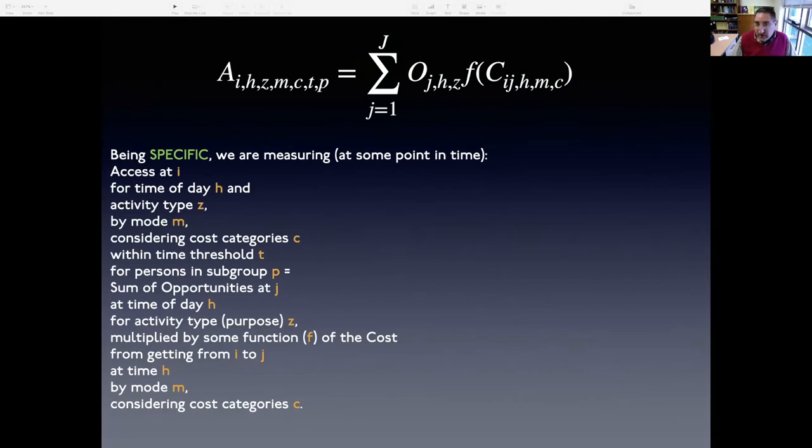And so just mentioning, there are lots of other functions, but we'll just keep in mind that we have these kinds of functions. Now, that said, that's a shorthand. So if we want to be specific, what are we measuring?